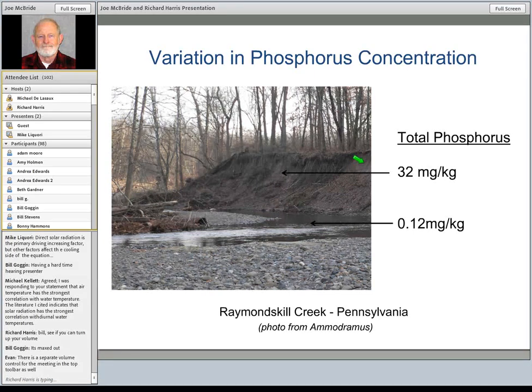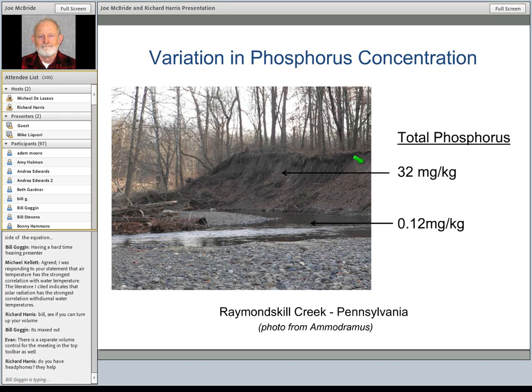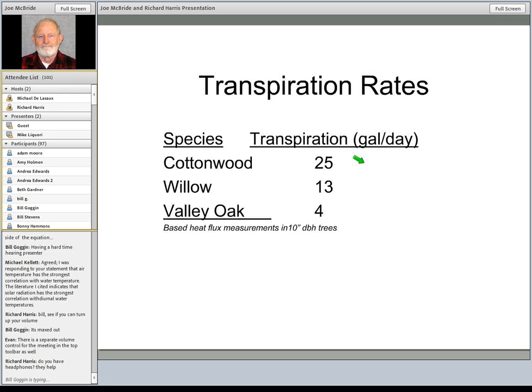The silts and clays have a cation exchange capacity that allows them to hold mineral nutrients against the downward movement of water, or against the flow of water through the gravel bar, that the gravels and the sands in the gravel bars do not hold. So from a nutrient standpoint, the gravel bars are very low in nutrient status as opposed to the upper reaches of the stream channel.